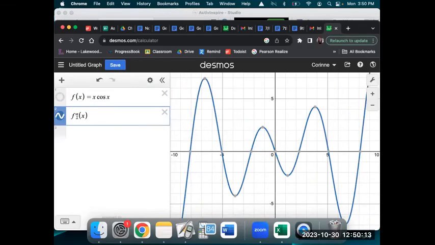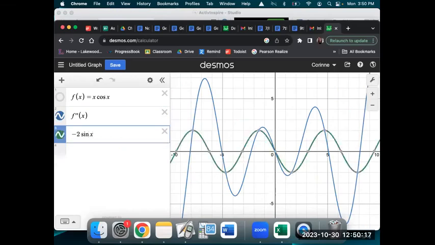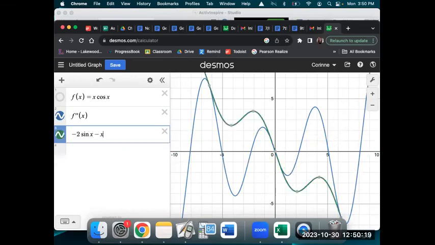So that's the Desmos derivative. And then we had negative sine of x, negative 2 sine of x minus x cosine x. And we are getting the exact same graph. So yay, we did that correctly.